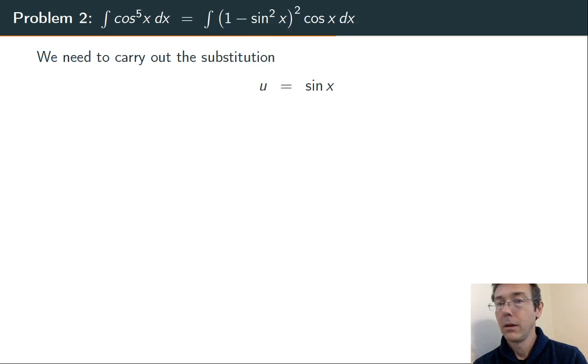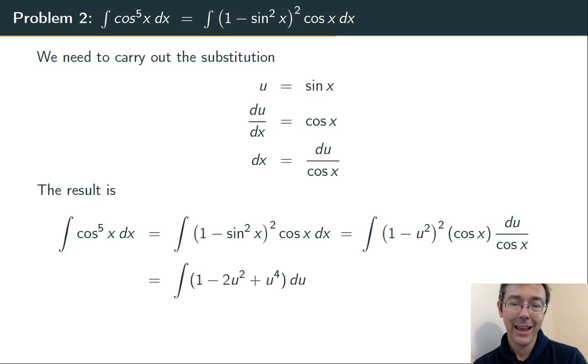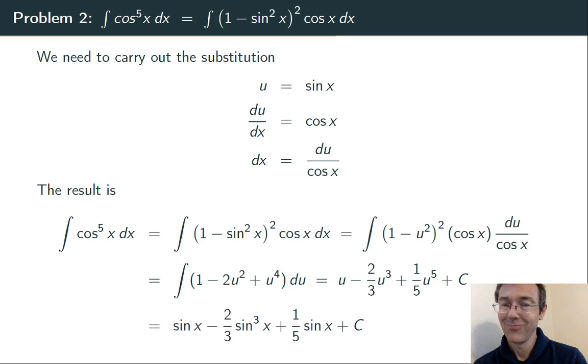So let's do it. U equals sine x, du dx equals cosine x. Solve it for dx. Now we're ready to substitute in. Take out sine x, put in u. Take out dx, put in du over cosine x. And as we expected, those cosine x's cancel. We FOIL out the 1 minus u squared to get to a place where we have a very simple integral. We get u minus 2/3 u to the 3rd plus 1/5 u to the 5th plus c. Take out the u and replace it with sine x to get our final answer.